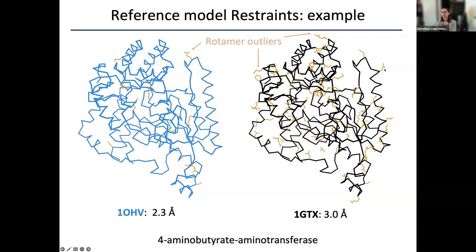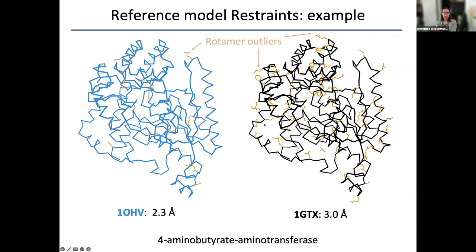And it's more likely that these outliers exist because this is a low resolution model, so the side chain density is not that clear. As a consequence, these side chains kind of just flop around without much experimental data supporting their modeled conformation. So in this case, it would be useful to impose these side chain conformations from the reference structure, and then we can reduce the number of outliers.